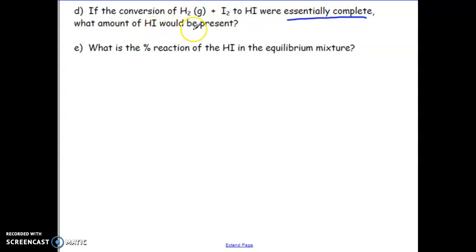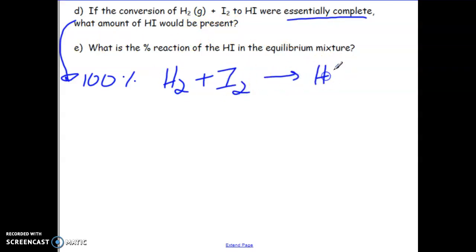Okay, so part D says, if the conversion of H2 and I2 to HI were essentially complete, what amount of HI would be present? So what they're asking for here is, if we were to assume that this were to go to completion, meaning we had all product that's produced, right? Like 100% of this became product, what amount of HI would be made?